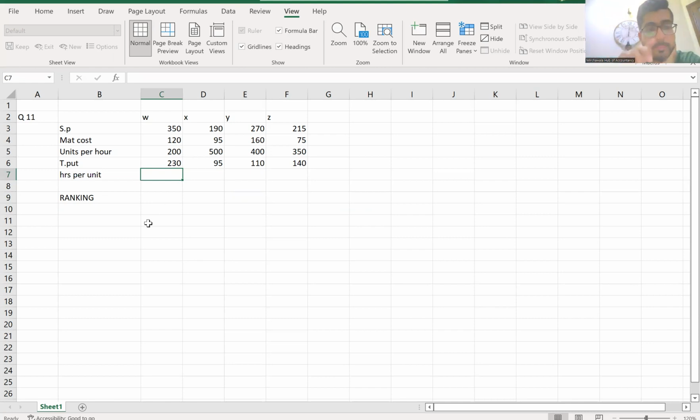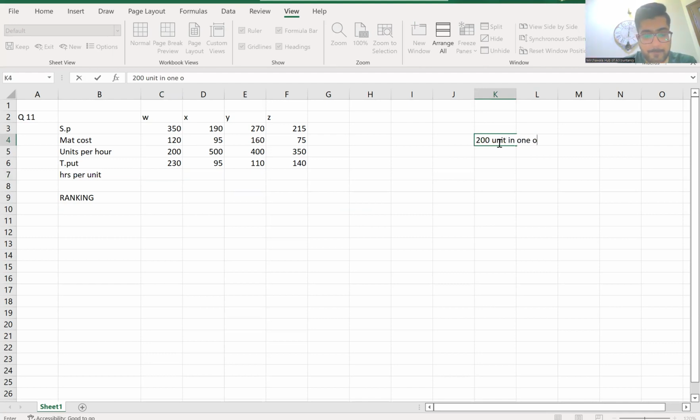So product W, 200 units are made in 1 hour. If 200 units are made in 1 hour, how many hours is 1 unit taking? You need to do 1 divided by 200. Okay. Similarly, if 500 units are made in 1 hour, 1 unit is 1 over 500. Then Y, it's 400 units in 1 hour, so 1 unit is 1 over 400.